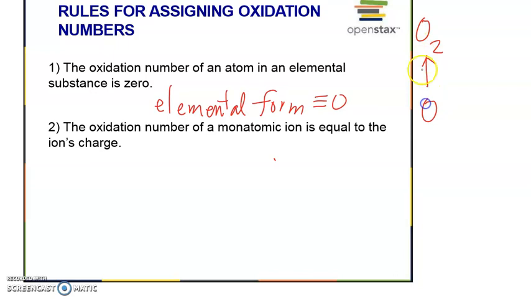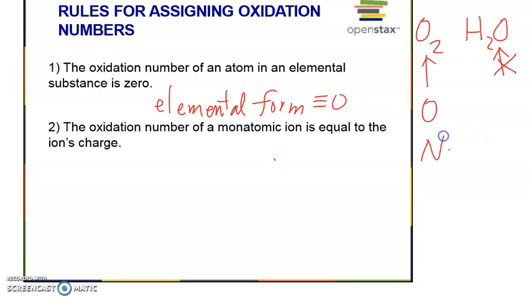It will be 0. Why? Because it just has one kind of element. So that's why it's called elemental form. Let's say we have water molecule, H2O. What about this oxygen? Is it in its elemental form? No. Because it's combining with another element, so it's not in its elemental form.